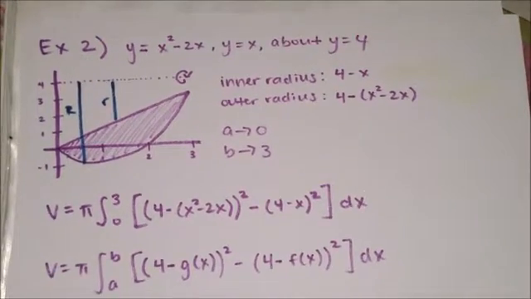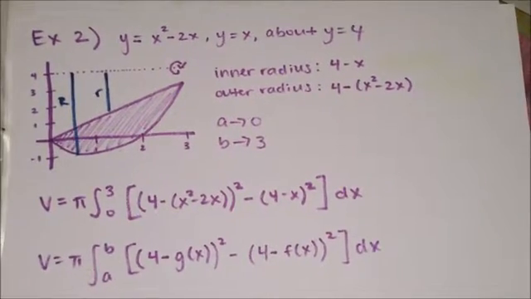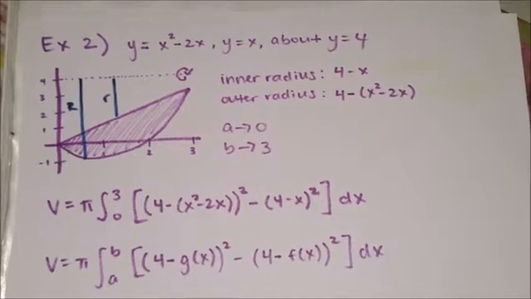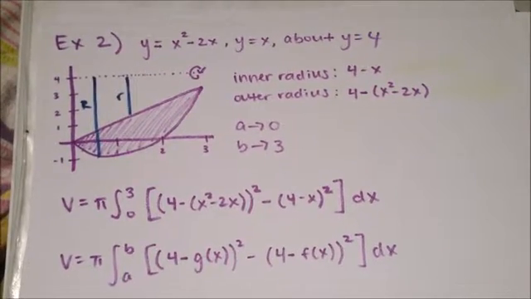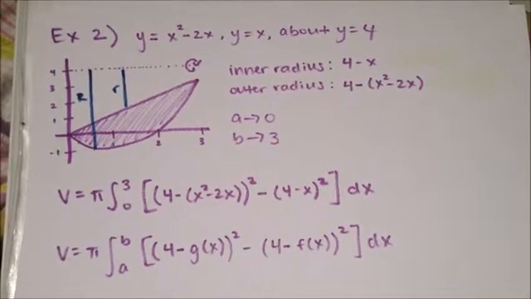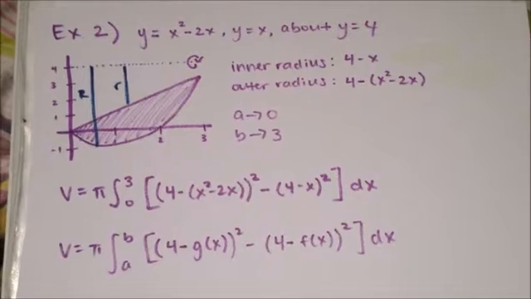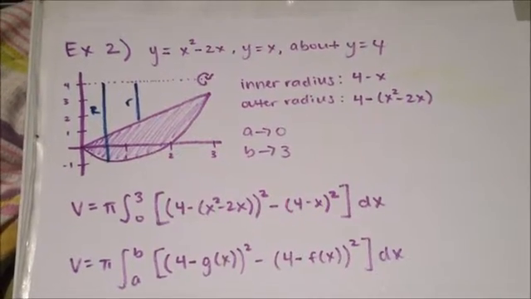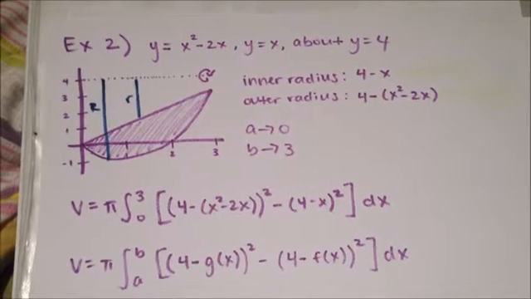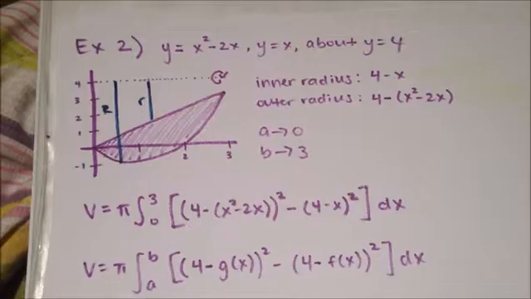So for this example problem, we'll be determining the volume of the solid obtained by rotating the region bounded by y equals x squared minus 2x and y equals x about the line y equals 4. Because we're rotating the area around y equals 4, we know that we'll be integrating in terms of x, so we can have a dx there. That's because y equals goes with dx and x equals goes with dy. That helpful little trick that I said on page 1.